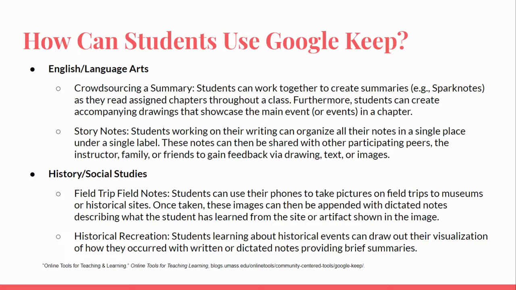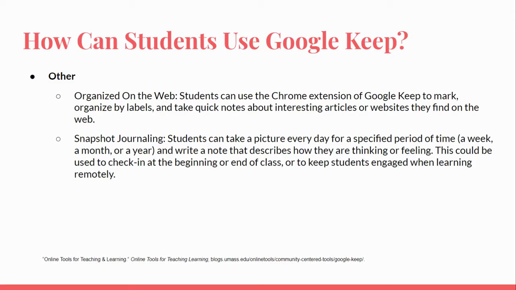Students can also use Google Keep for historical recreation. Students learning about historical events can draw out their visualization of how they occurred with written or dictated notes providing brief summaries. And finally, Google Keep can help students get organized on the web. They can use the Chrome extension of Google Keep to mark, organize by labels, and take quick notes about interesting articles or websites they find on the web.